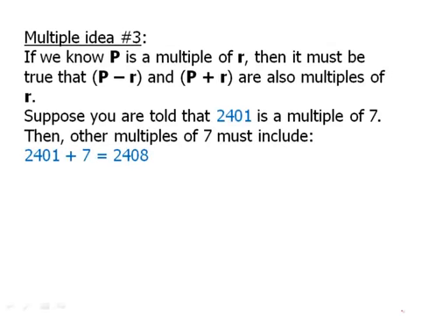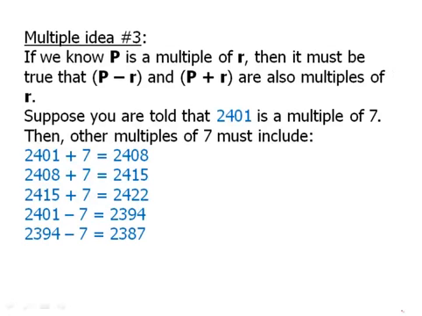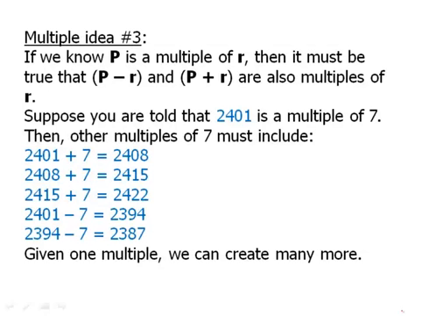Well, we can generate a number of other multiples. For example, we can add 7 and get 2408, add 7 again, get 2415, add 7 again, get 2422. All of these have to be multiples of 7 as well. We could also subtract 7 from the original number. 2401 minus 7 is 2394. Subtract 7 again, we get 2387. Those also have to be multiples of 7. So we could add or subtract as many 7s as we wanted, and we would still get another multiple of 7. So we can create many more multiples just from this one multiple.